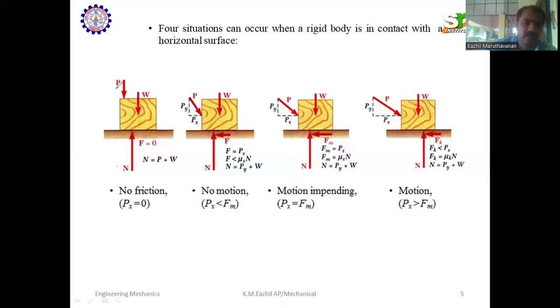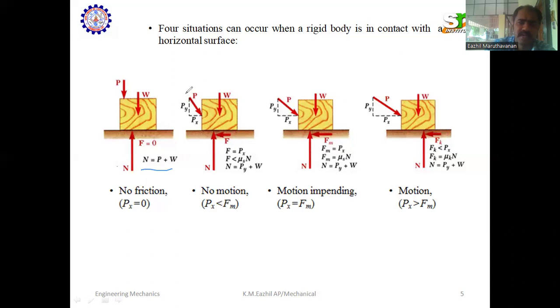So when we resolve the forces into sigma Fh and sigma Fv, for sigma Fh there is no applied force, so the frictional force will be 0. P and W are acting towards the ground plane, that is, in the downward direction, so it will be minus P and minus W. N is acting in the upward direction. So N minus P minus W is equal to 0 for sigma Fv. Then N is equal to P plus W. This is condition 1.